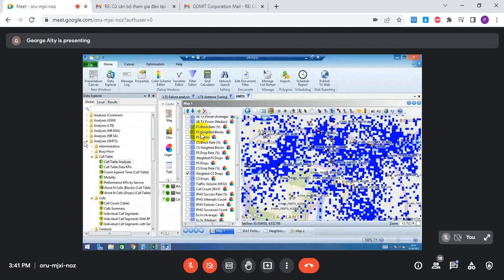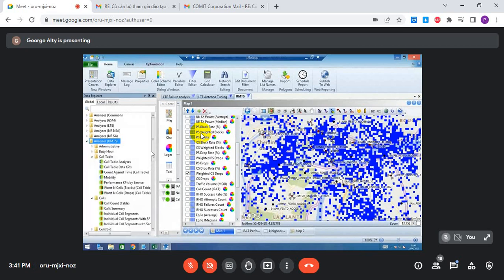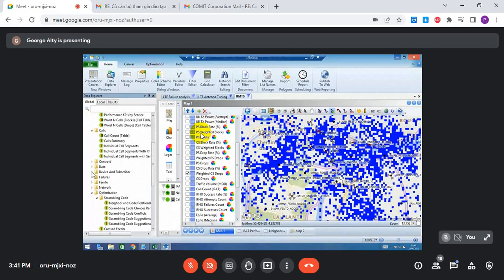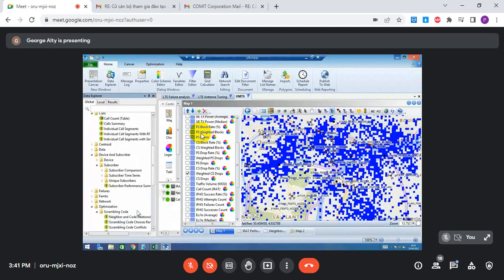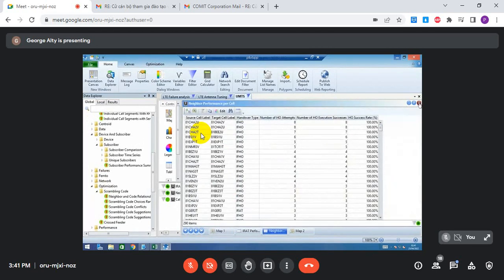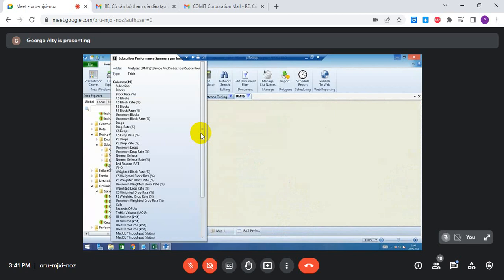So if I go to device and subscriber, let me have a look at the subscriber here. So we can look at various performance summaries. Again, we have to be careful when we're running these analyses about size. So we can look at subscribers here. While I roll that tooltip over, there are the columns. You can see here it says subscriber.